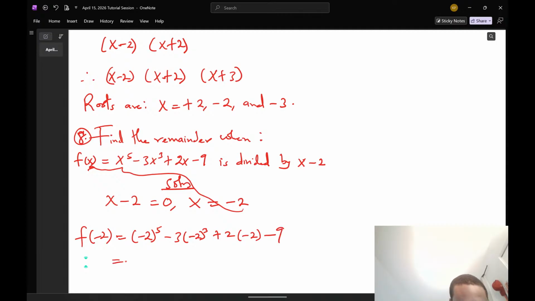Okay, so minus 2 raised to power 5 will give us minus 32. Minus 2 raised to power 3 will give us minus 8. Minus 3 times minus 8 will give us plus 24. And then we have plus 2 times minus 2 will give us minus 4, minus 9.